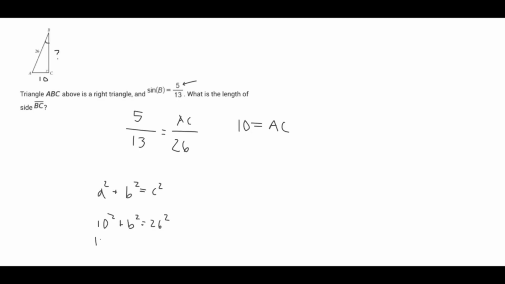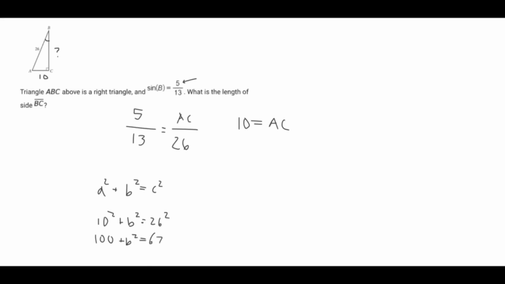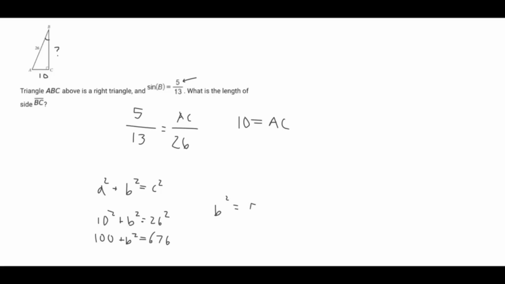Alright, so 10 squared is 100 plus B squared. 26 squared is going to be 676. And so if we just rearrange this equation, we get B squared equals 576. And if we take the square root of both sides, we can find that B is equivalent to 24, and therefore 24 is our answer, which is the side length of side BC.